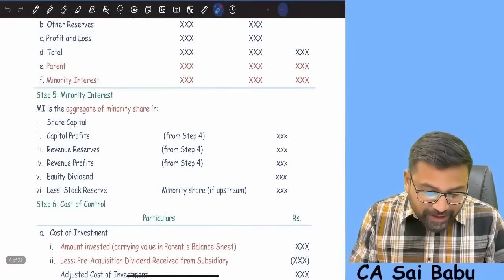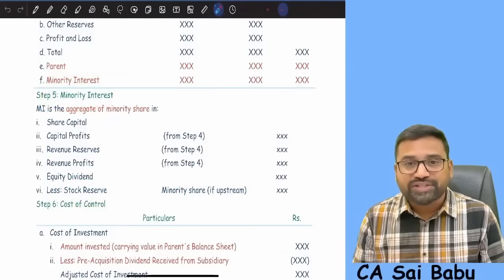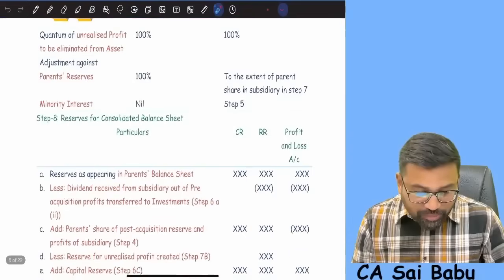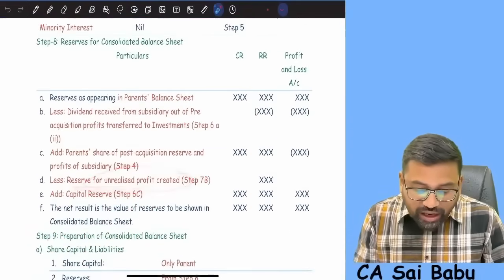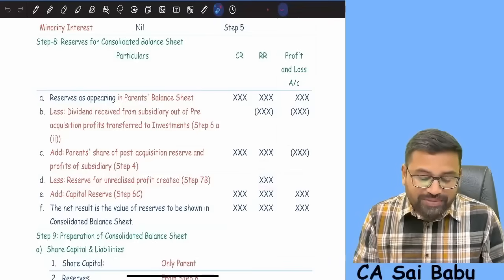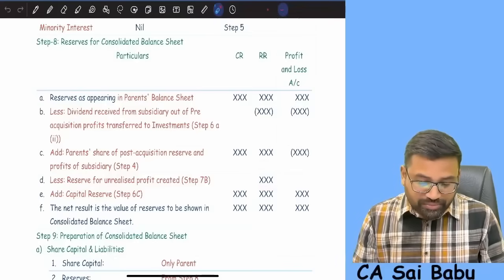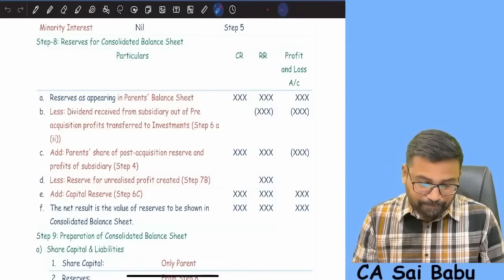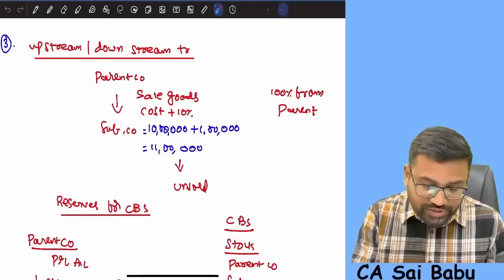See this. That's why in minority interest, "less stock reserve" is applicable only in case of upstream, as I told you. And when you are preparing reserves for the consolidated balance sheet, see this: reserves for unrealized profit. So we eliminate from step number 8 the parent company's share in the unrealized profits in case of upstream transactions. Okay, this is one adjustment, sir.